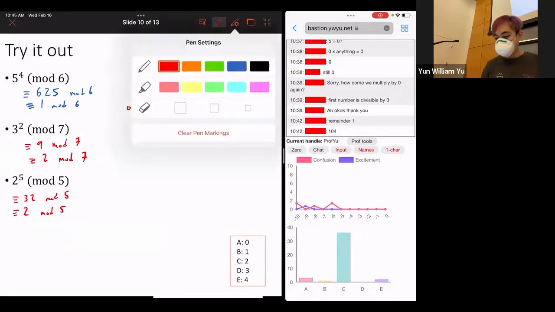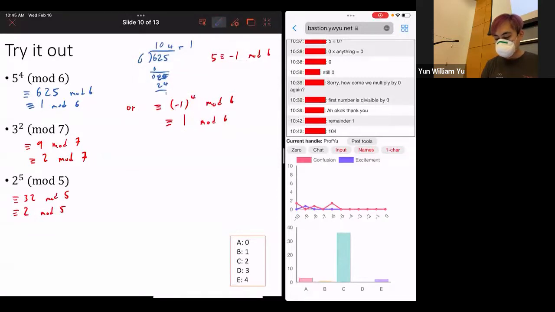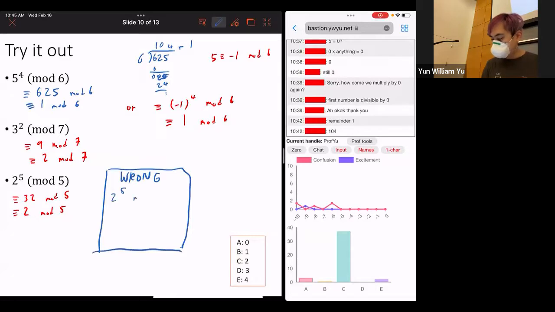But note that there is a wrong answer. So let me put it in a box and write wrong around it so you don't do this. So this is a wrong answer. Don't do this: 2 to the 5 mod 5 equivalent to 2 to the 0 mod 5 is equivalent to 1 mod 5. So this is wrong. So you can't take mod of exponents.